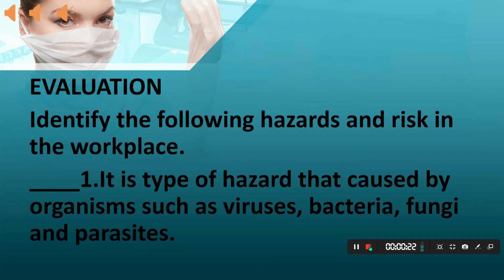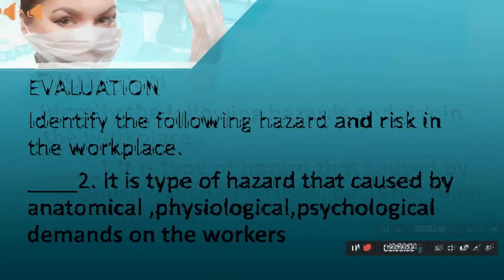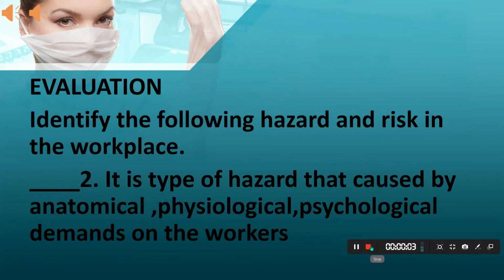Number 1, it is a type of hazard that is caused by organisms such as viruses, bacteria, fungi, and parasites. Did you answer biological hazard? Then you are correct. Number 2. It is a type of hazard that is caused by anatomical, physiological, and psychological demands on the workers. You got it right if your answer in number 2 is ergonomic hazard.